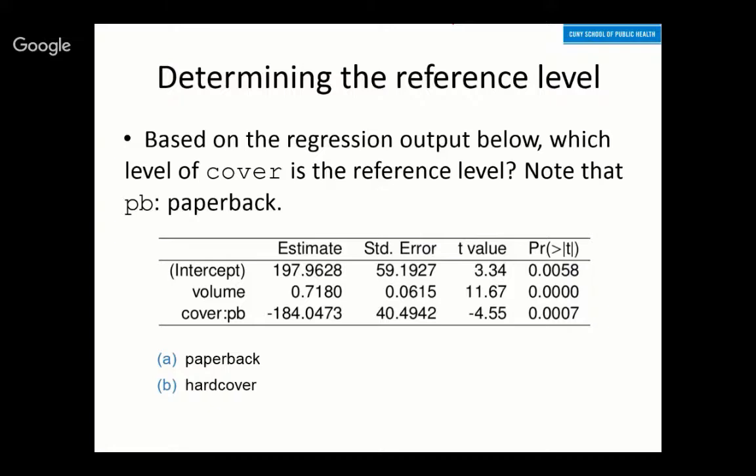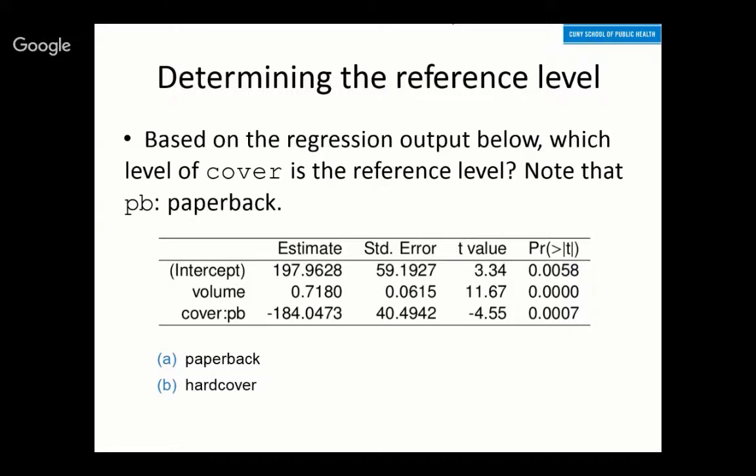The reference level is like your base level. If you're talking about a clinical trial, it is your control group or your placebo group. If you're talking about sex, it would be male or female, and it would be arbitrary which one is your reference group. Here we have two categories, paperback and hardcover. Which one is our reference group?